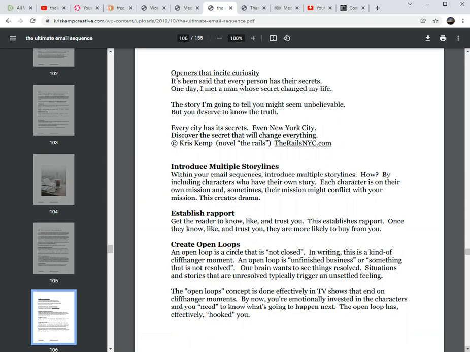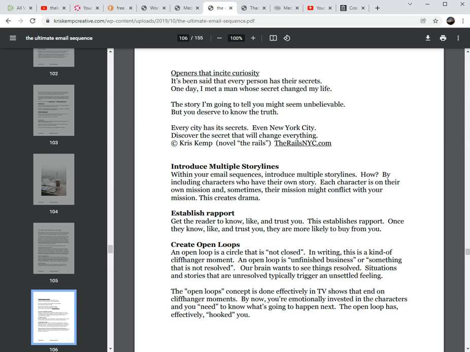So, within your email sequences, you can introduce multiple storylines by including characters who have their own story and their own mission. Their mission might conflict with other people's or your mission, and this creates drama. You want to get people to know, like, and trust you within your email sequences. Once they know, like, and trust you, they're more likely to buy your product or service.